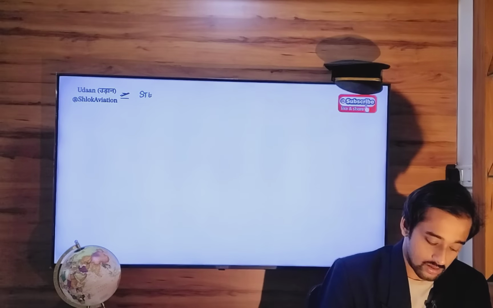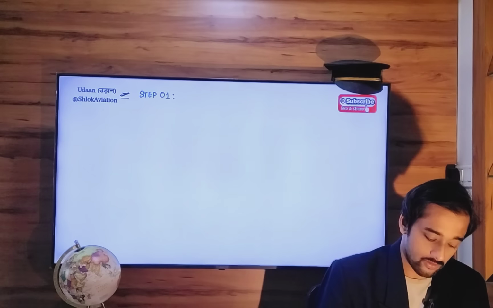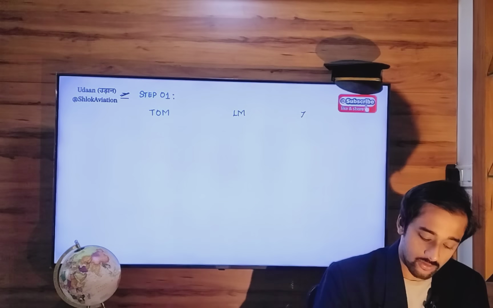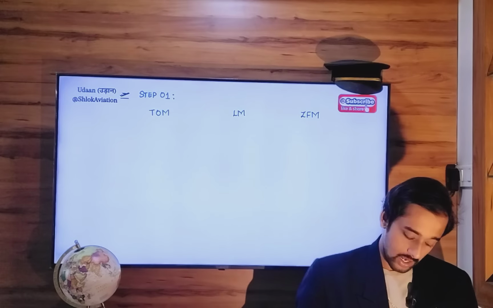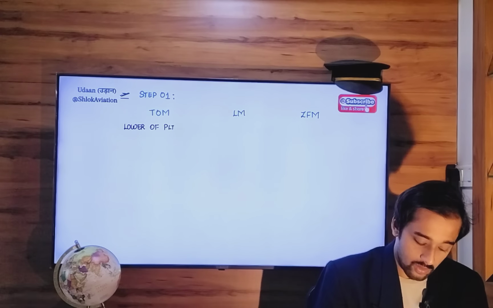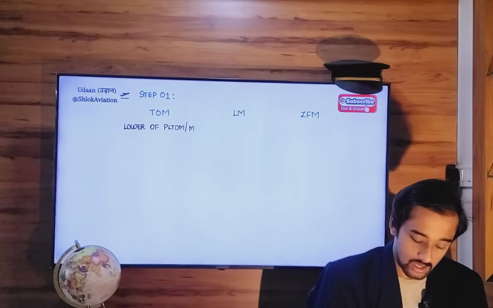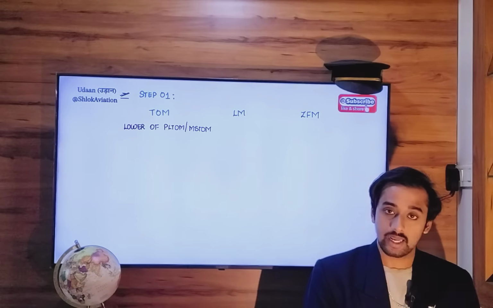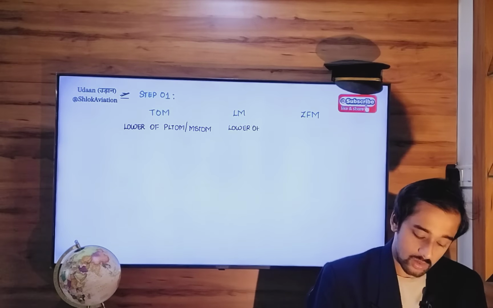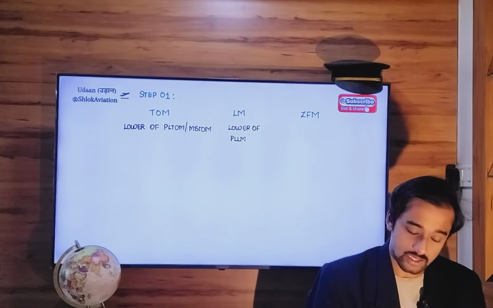So let's start with our step number 1, which is draw three columns, one for takeoff mass, the second one for landing mass, and the third one for zero fuel mass. In the takeoff mass column, you are going to write a value which is lower of performance limited takeoff mass and maximum structural takeoff mass. In the landing mass column, you are going to write a value which is lower of performance limited landing mass and maximum structural limited landing mass.